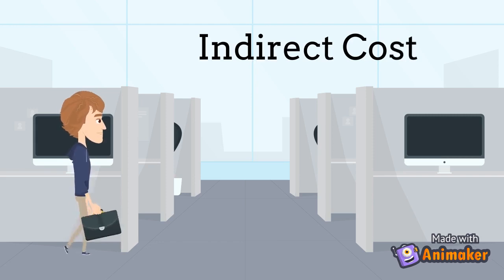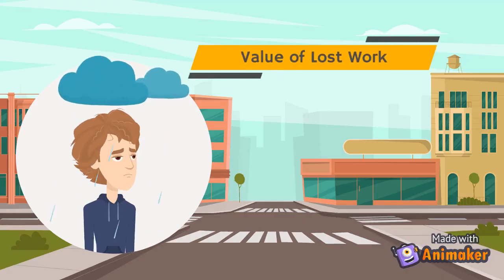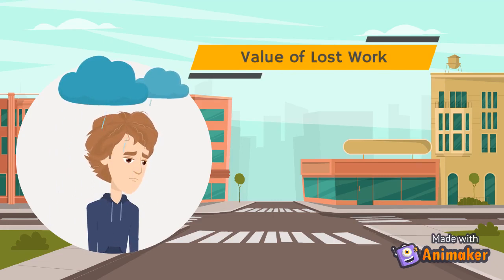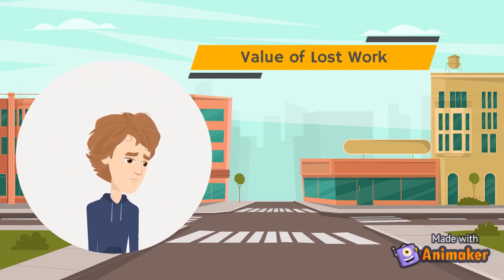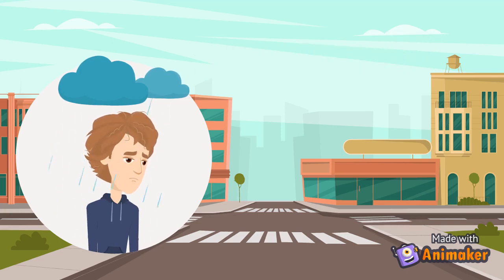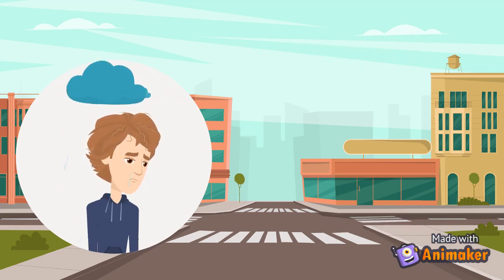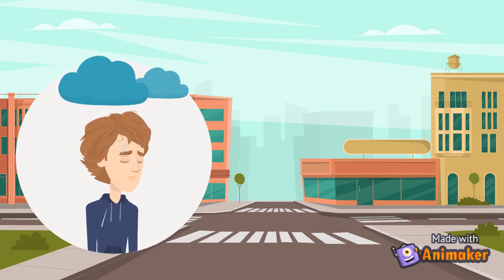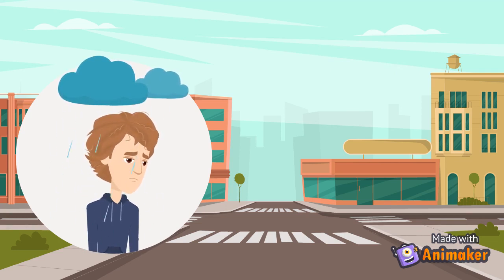Secondly, indirect costs. Indirect costs mean the resources that will be lost because of our health condition. For an example of indirect cost, value of lost work. Value of lost work is that the days of work of the obese employee will be less than the employee who does not have obesity, because the obese employee has a high chance of premature death and long-term disability.